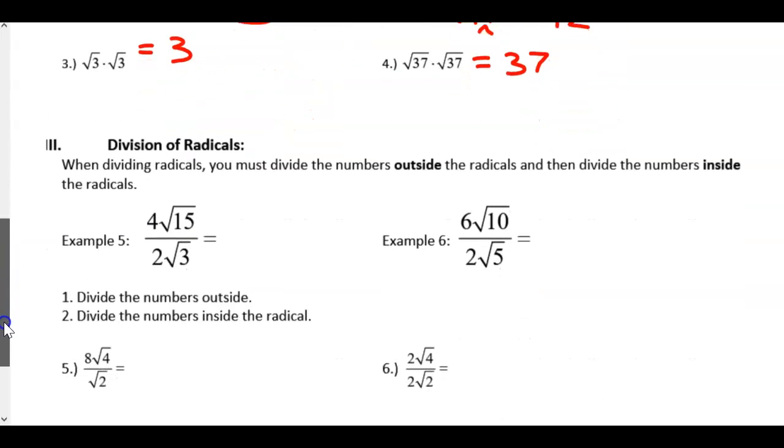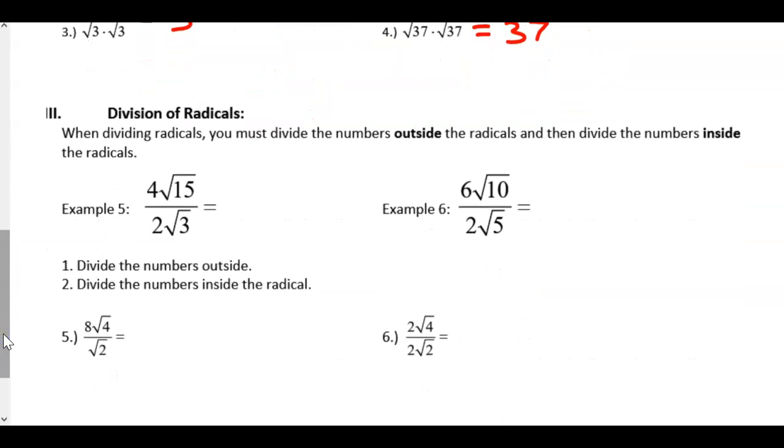Now, what about dividing? Now, we're not going to do rationalizing the denominator today. So if you know what that is, that's a little bit complicated. We'll say that for tomorrow. But today we're going to keep it easy. Easy dividing, okay? So, here's what you do. When you're dividing radicals, just like multiplying, divide the outside first, and then divide the inside, and that's it. That's it. So outside the coefficient divided by the coefficient.